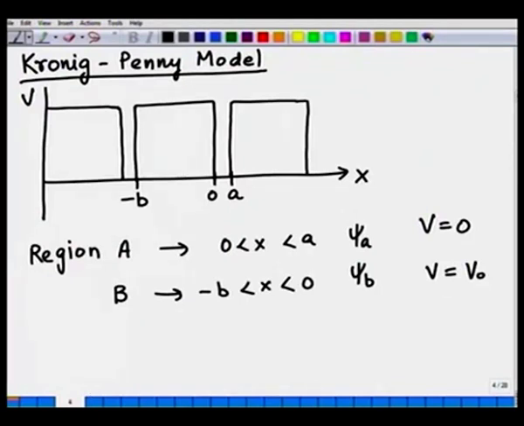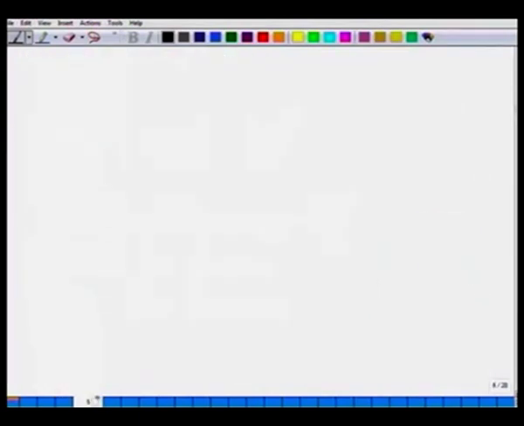So, the one dimensional Schrodinger equation. What is the Schrodinger equation we are going to solve? Of course, let us write it down now. For region A, what is the equation? The equation will be d square. Now, I can write it as a partial derivative, because it is a function of only position, one dimension x.